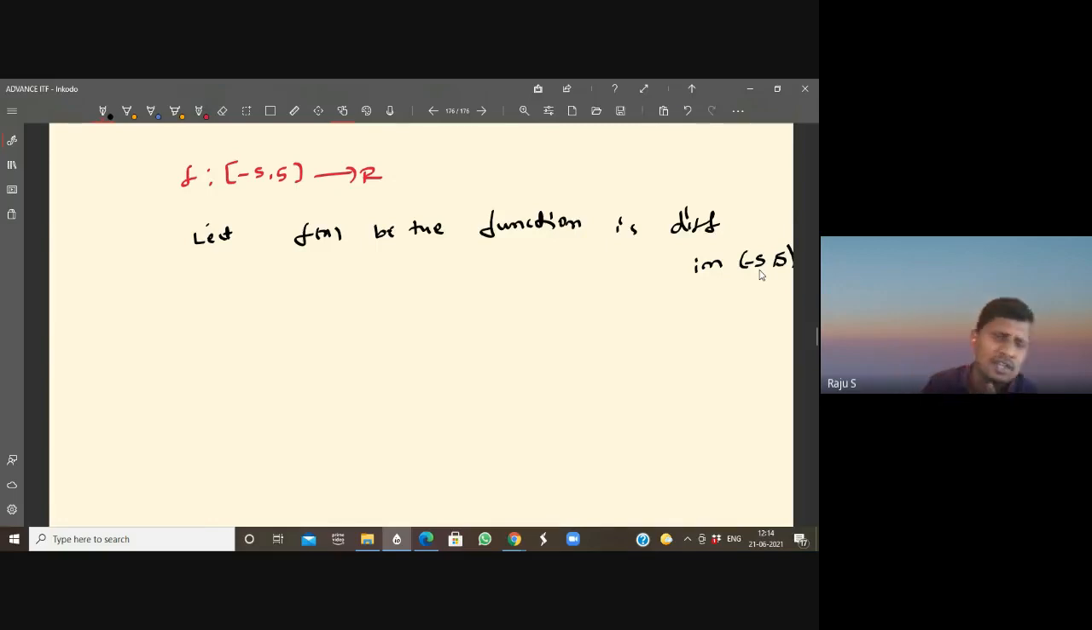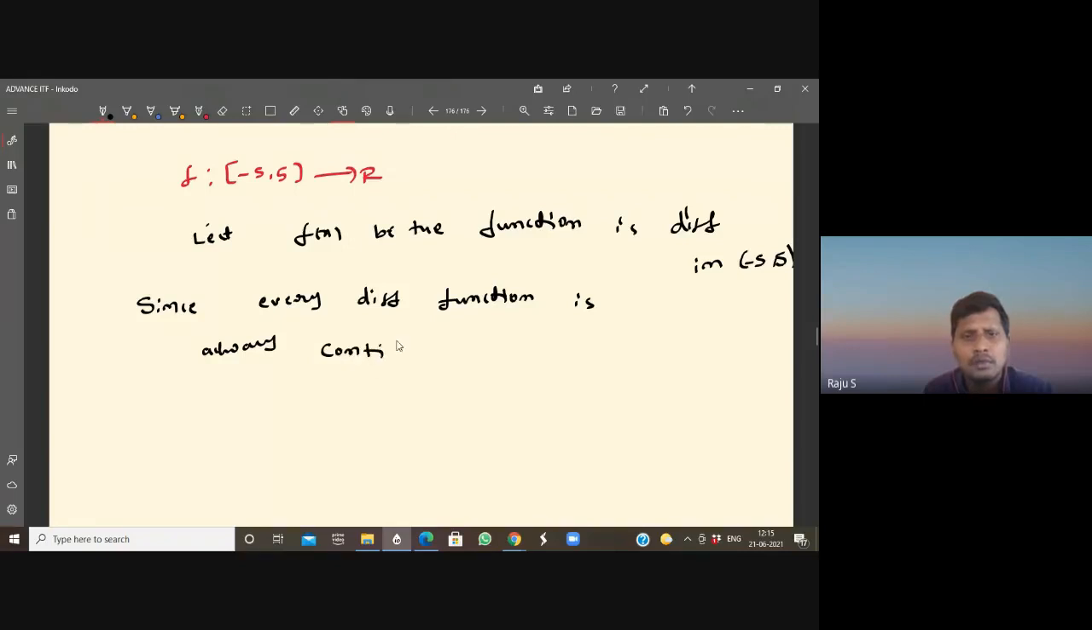Is every differentiable function continuous or not? Students, is every differentiable function continuous or not? Yes, sir. Can I write that the first condition is also satisfied? Every differentiable function is always continuous, and already they have given differentiable. So we write: since every differentiable function is always continuous, what can we conclude? So f of x is continuous in the closed interval minus 5 to 5.